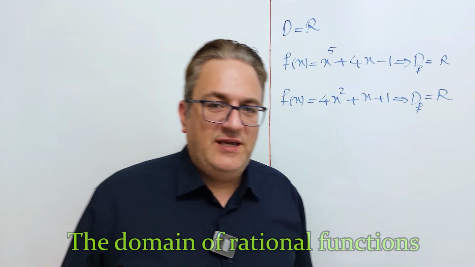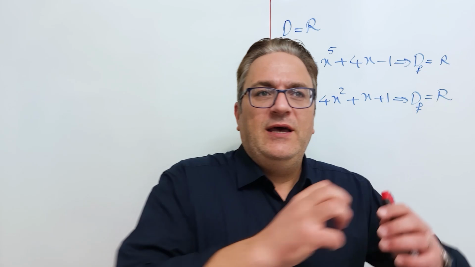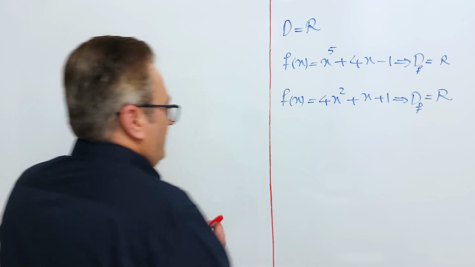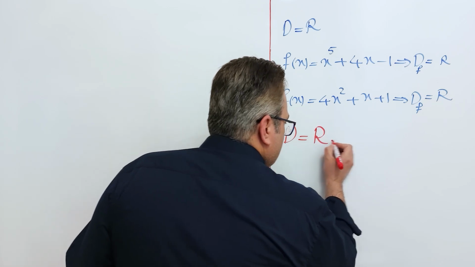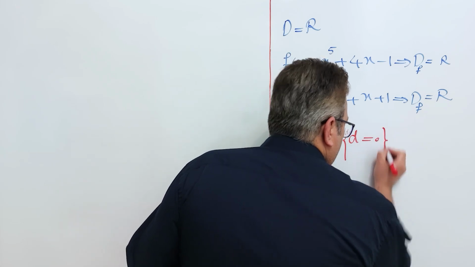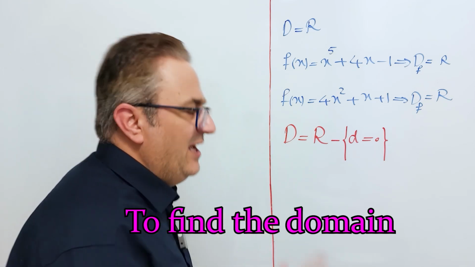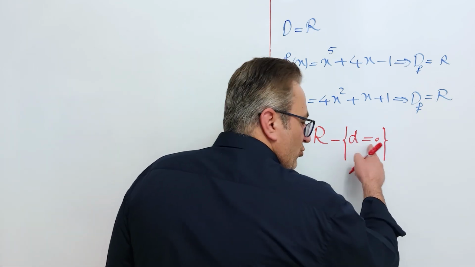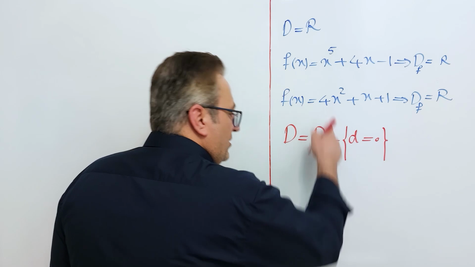Okay? Number 2, the domain of rational functions. The domain of rational functions is all real numbers except where the denominator is 0. So we have domain is equal to all real numbers minus the values where the denominator is 0. So to find the domain of a rational function, set the denominator equal to 0 and remove those values from all real numbers.